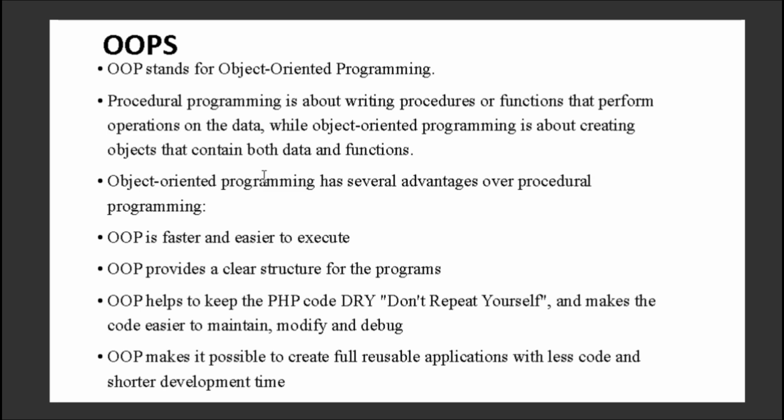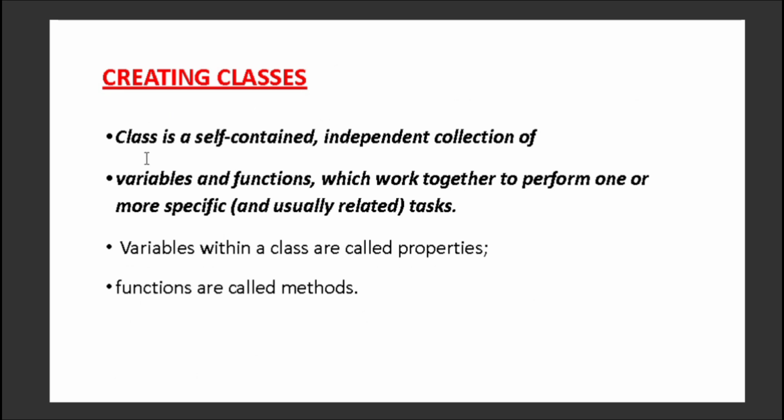First, we move to creating a class. A class is a self-contained, independent collection of variables and functions which work together to perform one or more specific tasks and are usually related. Variables within a class are called properties. Functions are called methods. Basically, the class is a blueprint for creating an object. Now we will see one example.